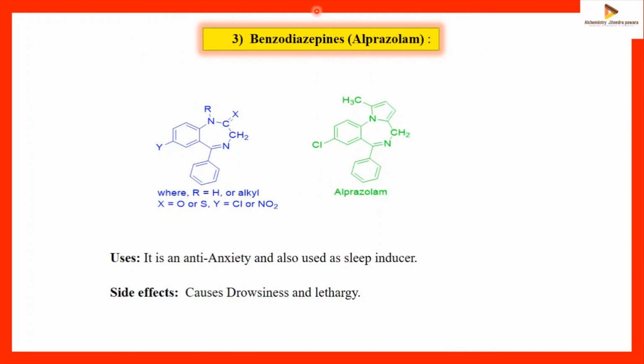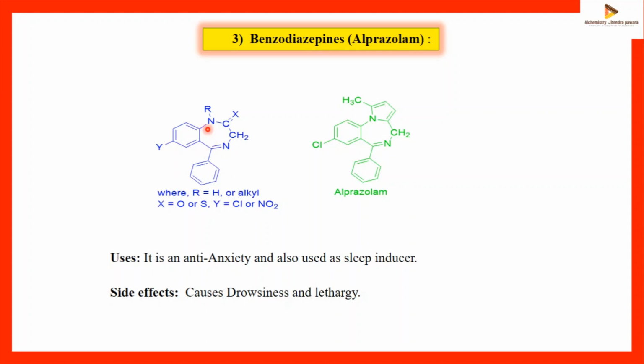Then the third class is benzodiazepine, and the example under this class is alprazolam. So this is the general structure of your benzodiazepine. In benzodiazepine, you have an aromatic ring, and the aromatic ring is fused with a 7-membered heterocyclic ring, with an aryl group substituted at the 5 position.